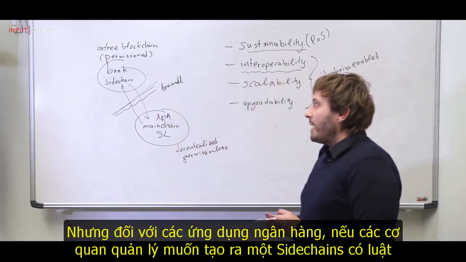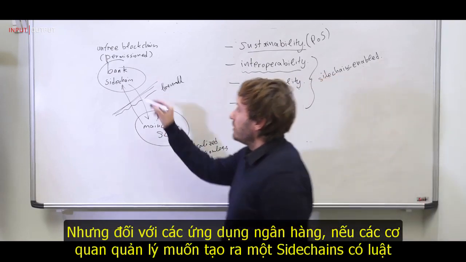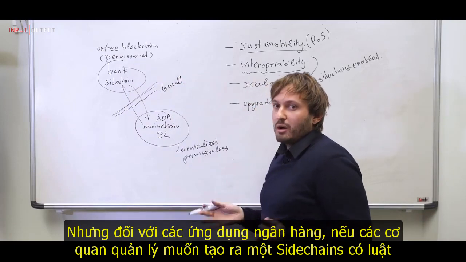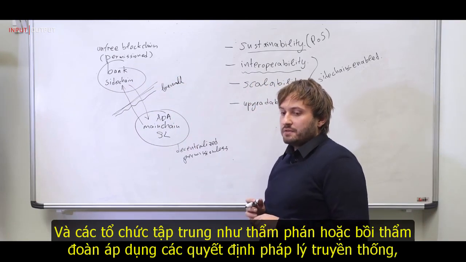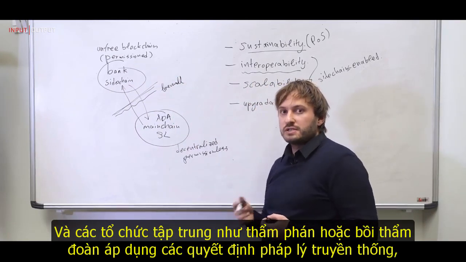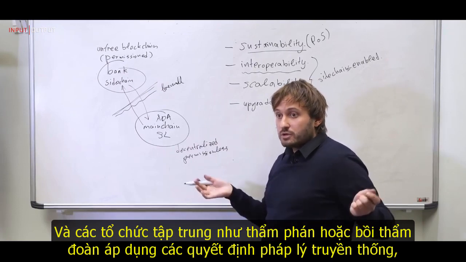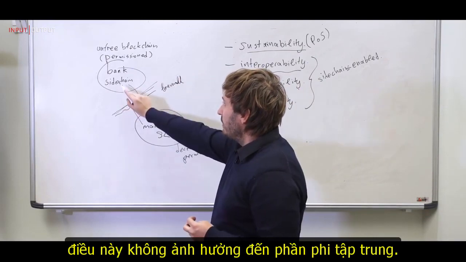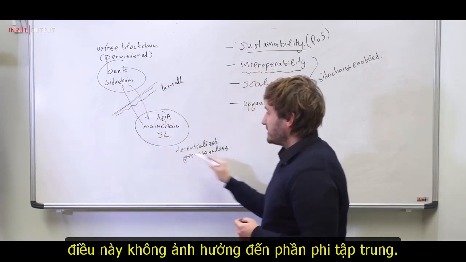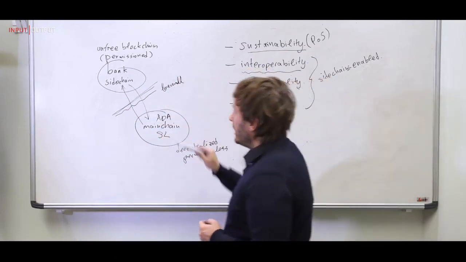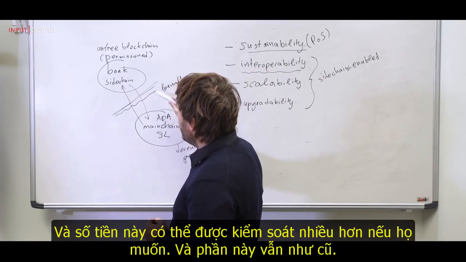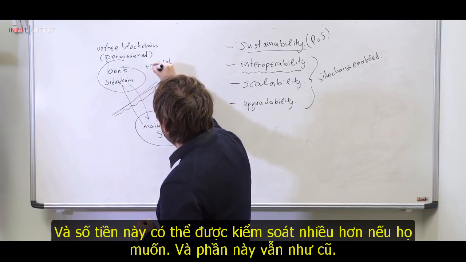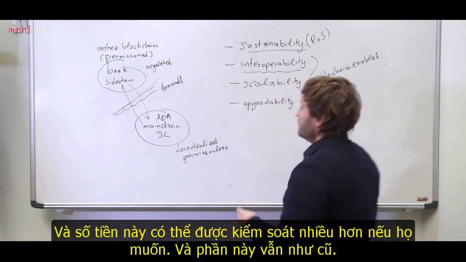But for banking applications, if regulators want to create a sidechain that has laws applied to it, it has central parties like judges or jurors applying traditional legal decisions on this part, this does not affect the decentralized portion. And so we can move money back and forth, and this money can be more regulated if they want to, and this can remain the way it is.